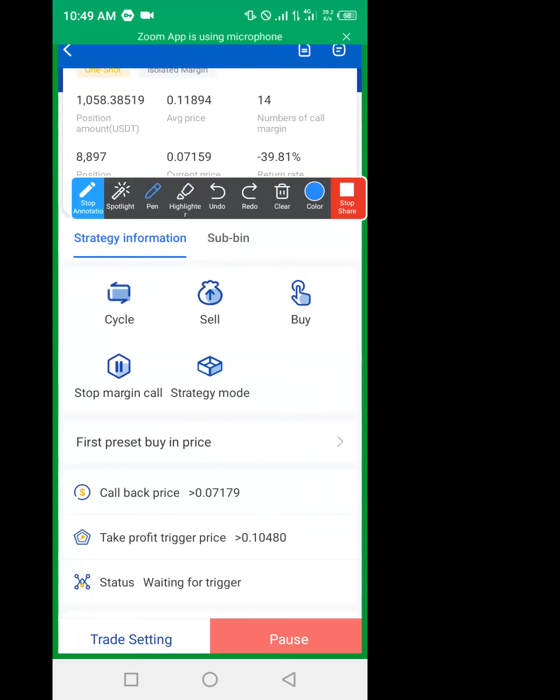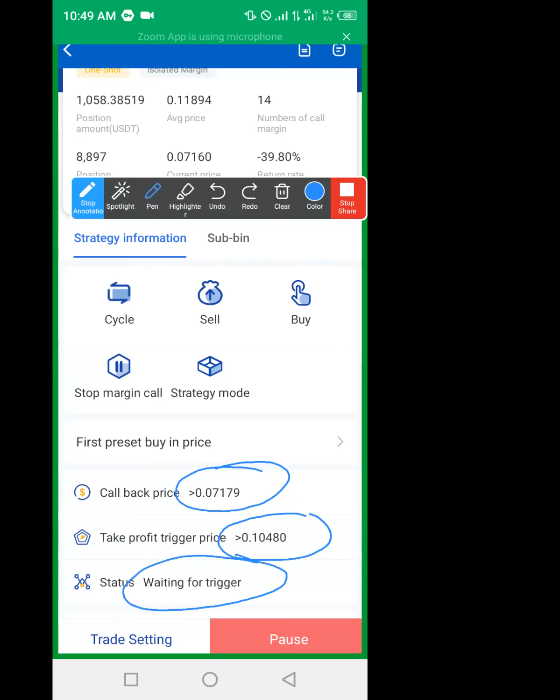It wants to buy the 15th margin call, and it is waiting for the callback price. It is waiting for the price to come at 0.07179. Then it will buy the 15th margin call. Whereas it will wait for 0.10480 to sell the 14th margin call. And now the status is telling me we are waiting for only the trigger.